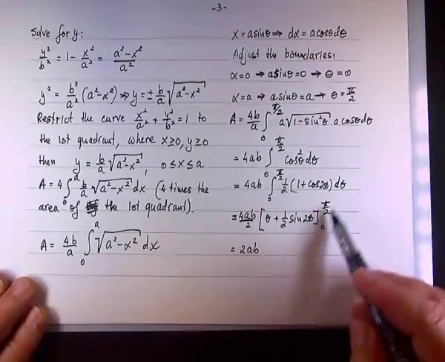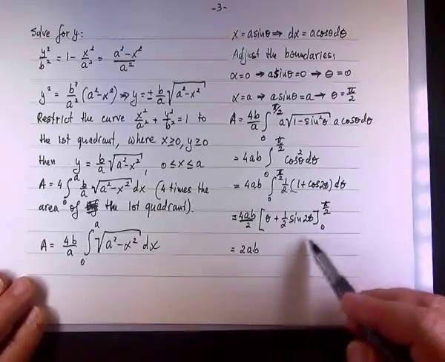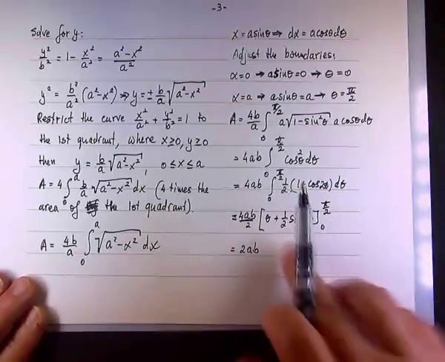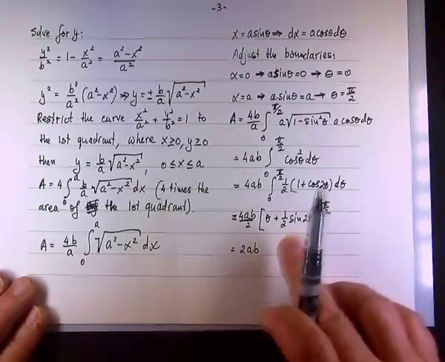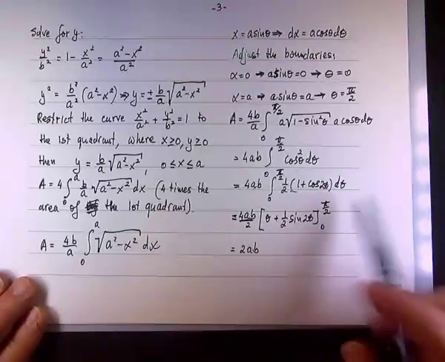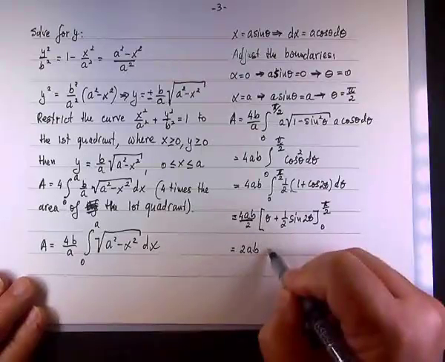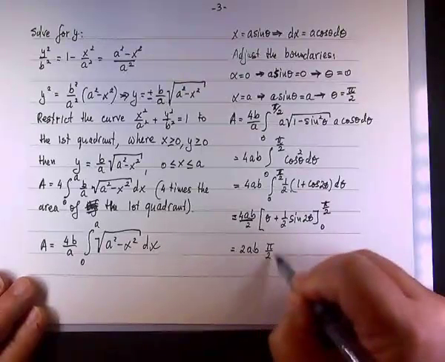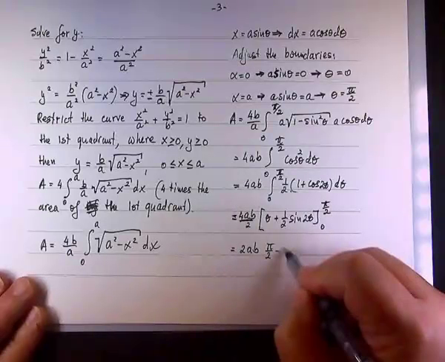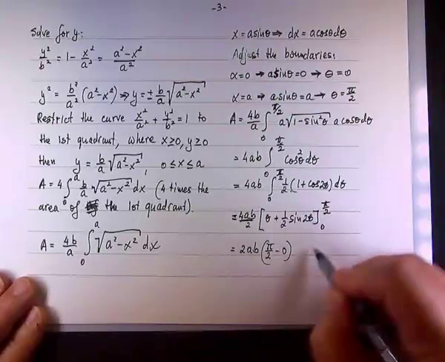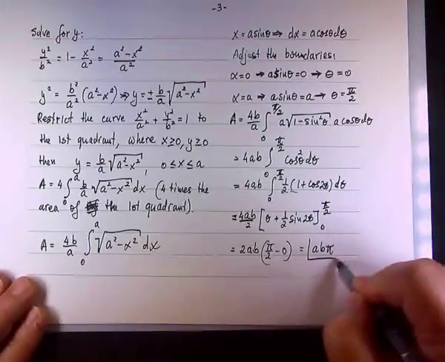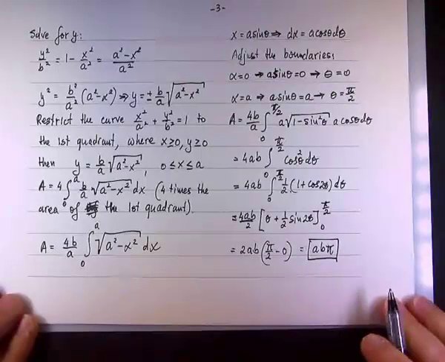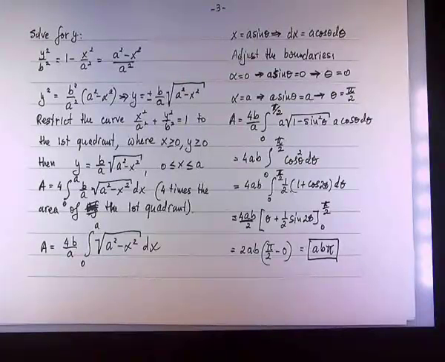And now, here's the thing with the sine 2 theta. Whether theta equals 0 or pi over 2, 2 theta will be 0 or pi. The sine will be 0. So we can ignore the second expression. All we have to deal with is theta, which will be pi over 2 minus 0, and we end up having ab pi.